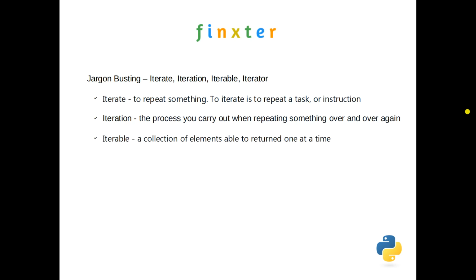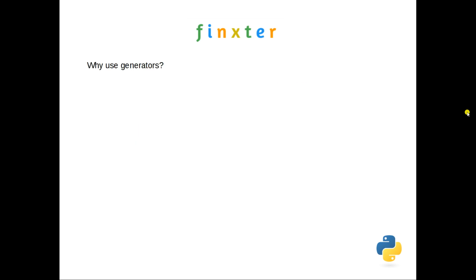So an iterable is a collection of elements that you can return one at a time. That is something that is able to be iterated through. So we know iterables are lists, for instance. We can iterate through a list and return the elements one at a time. And then an iterator is an object used to return one element at a time during the iteration process. And the generator function will return an object which is an iterator. So with that cleared up, let's move on to why we would use generators.